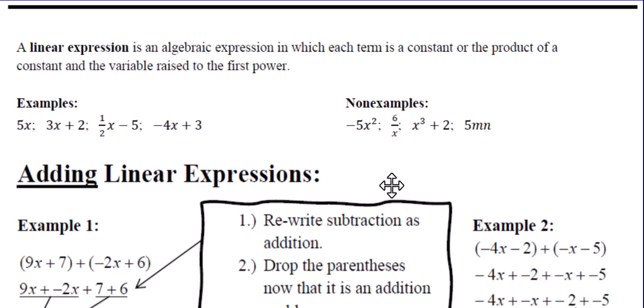So in the examples we're about to see, I mixed together the adding and subtracting linear expressions problems. I think this is important so that you really pay attention to the details and see, is this an adding linear expressions problem or subtracting linear expressions?